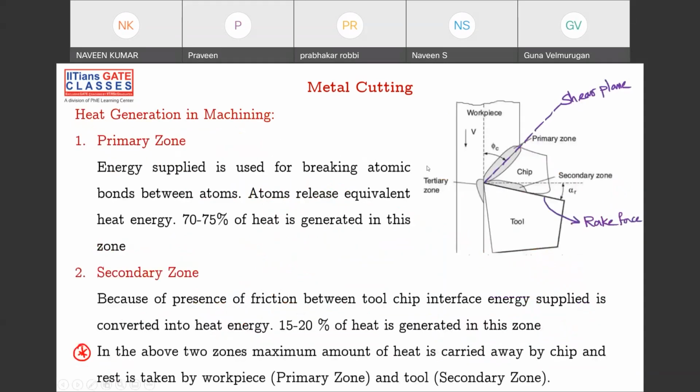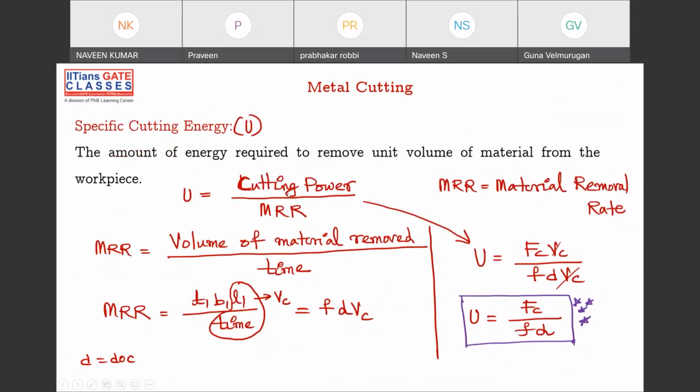Okay. In the previous class, we discussed this, that is cutting power by MRR. So how did we get this? Is it recording? Yeah, it's recording. So cutting energy per volume, right, energy by volume, and we divided energy by time and volume by time. Energy by time is power, volume by time is nothing but MRR. We have discussed that, and that's the reason why we have written cutting power by MRR.